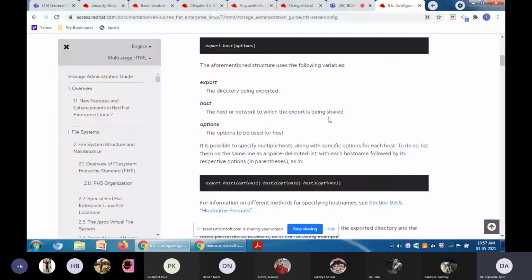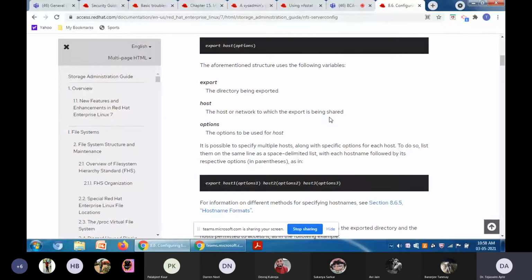Now, I can say, okay, just share this particular export with the subnet 10.1.1.0/24. Just look at what I'm giving: 10.1.1.0/24. That means I'm taking care of the 24, which is a kind of mask. You know the network better than me. Correct me if I'm wrong.